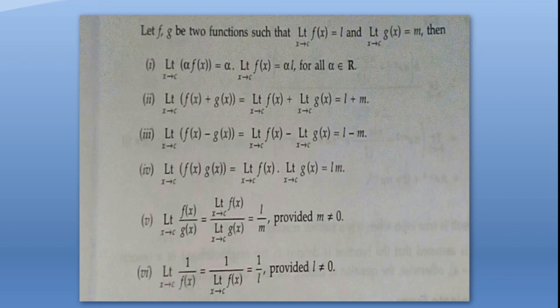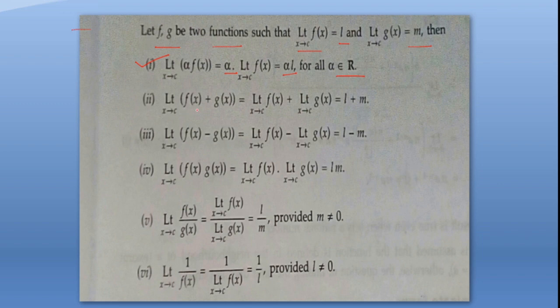These are some algebraic formulas of limits. Let f and g be two functions, such that the limit of f(x) as x tends to c is small l, and the limit of g(x) as x tends to c is small m. Then we can write these formulas. First one is, if we are calculating with alpha, which is any real number, with f(x), then we can take out alpha here, because it is not a variable. Here x is not included, therefore easily we can multiply alpha into l. We can write it this way, alpha into the limit of f(x) as x tends to c.